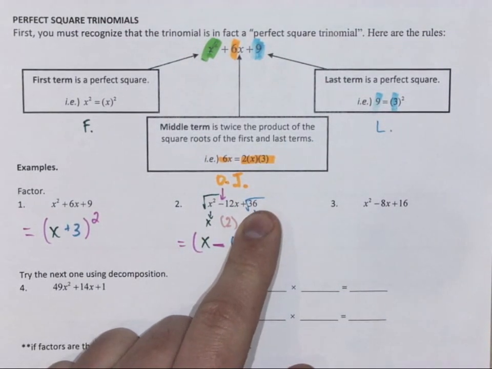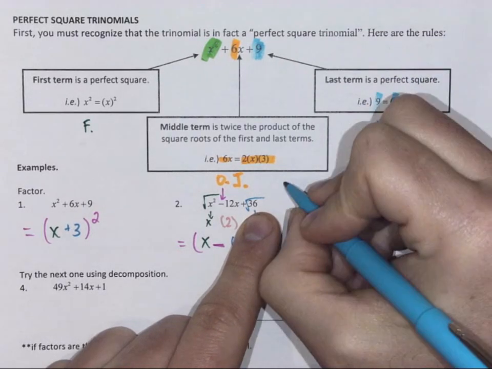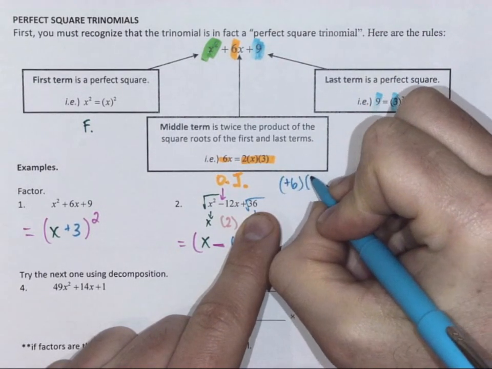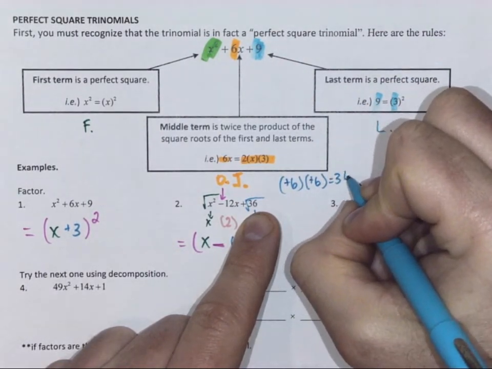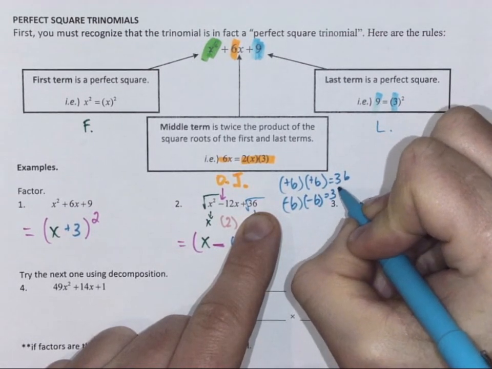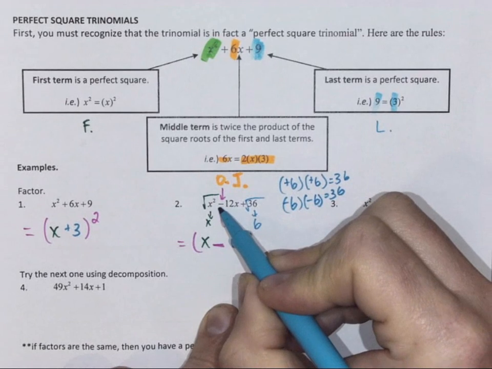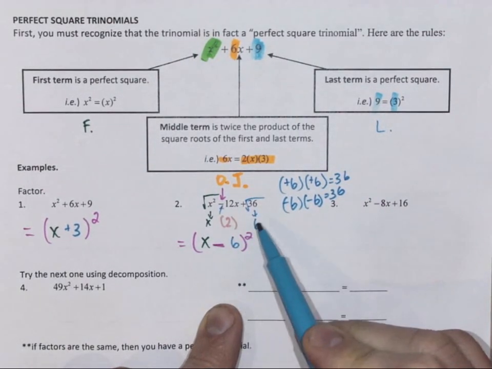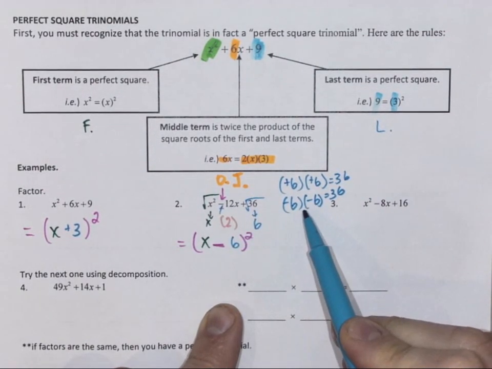Because remember that really, the square root of 36, we could have positive 6 times positive 6 equals 36. But we could also have negative 6 times negative 6 to equal 36. That negative sign right there tells us that we're going to choose negative 6.